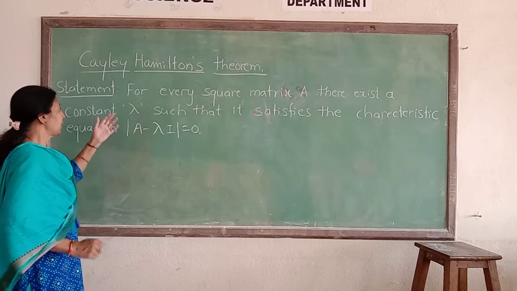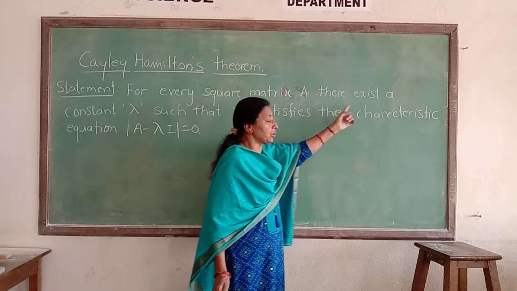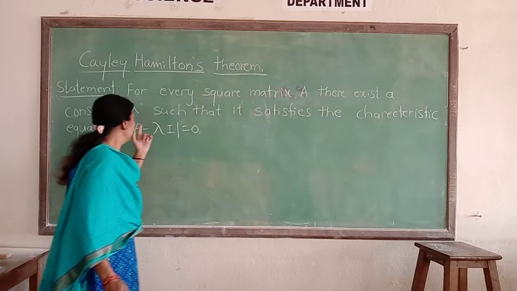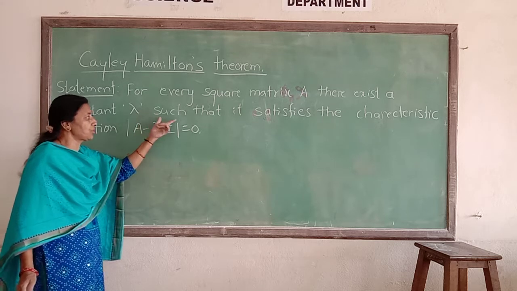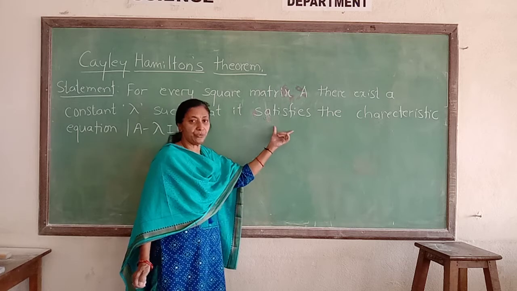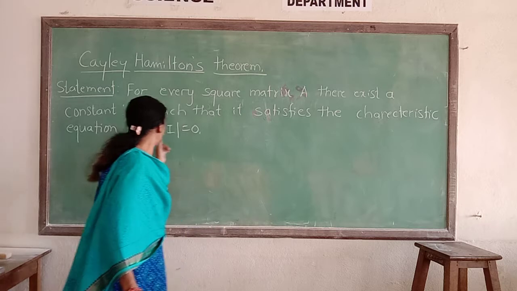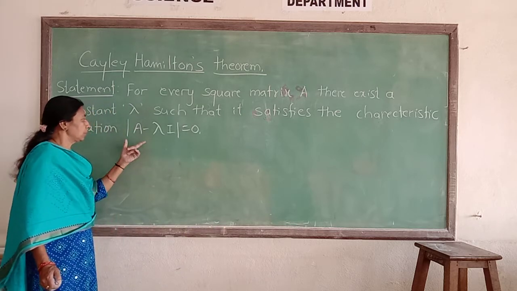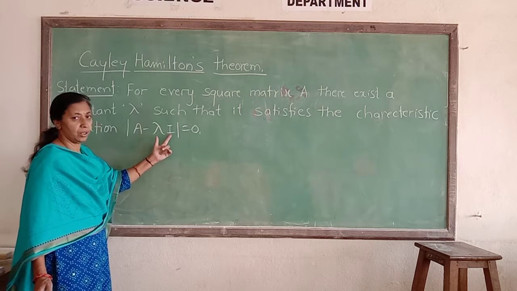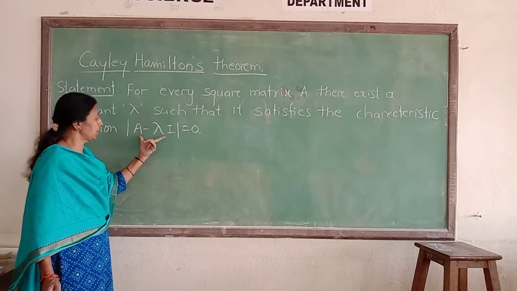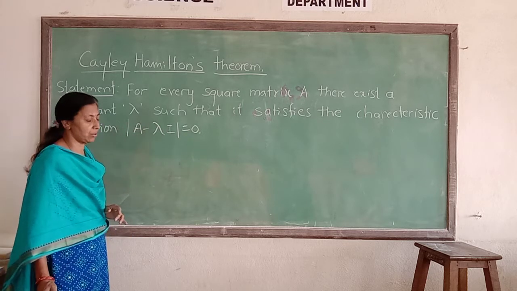Cayley-Hamilton theorem. It states that for every square matrix A, there exists a constant lambda, where lambda is a constant, such that it satisfies the characteristic equation, that is, determinant of A minus lambda I, where I is the identity matrix. So this is the characteristic equation, we say characteristic equation.